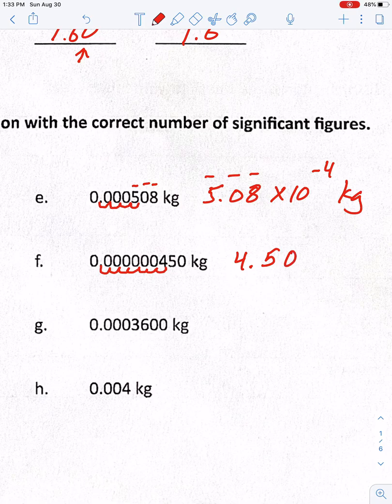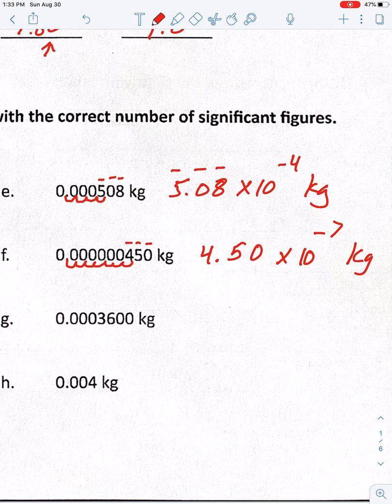So 4.50. I'm going to keep that 0 because that 0 was significant when I started. Okay, so 4.50, because there's a decimal there, that trailing 0 is significant. So 4.50 times 10 to however many I went over by. So 1, 2, 3, 4, 5, 6, 7. So that'd be a negative 7 kilograms.